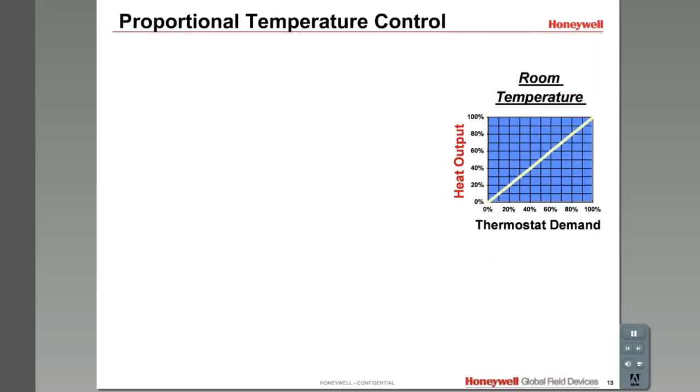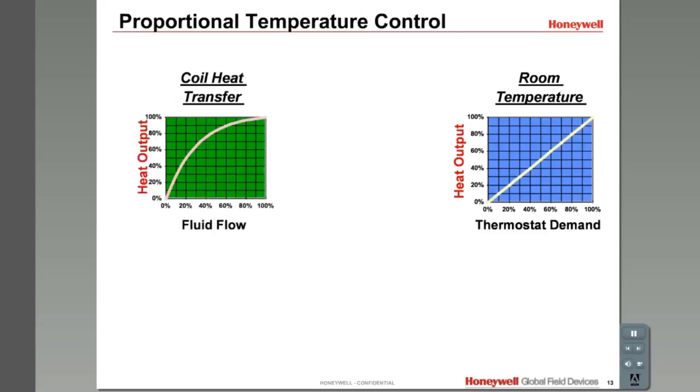It is best to control room temperature in a linear fashion, so that if the thermostat wants it to be 20% warmer, the coil will deliver 20% more heat. Heating coils have a characteristic similar to this one. Notice that the changes to fluid flow do not have a linear relationship to heat output. A thermostat would have a difficult time accurately controlling this.